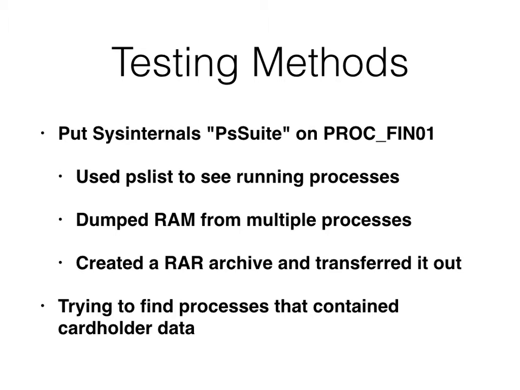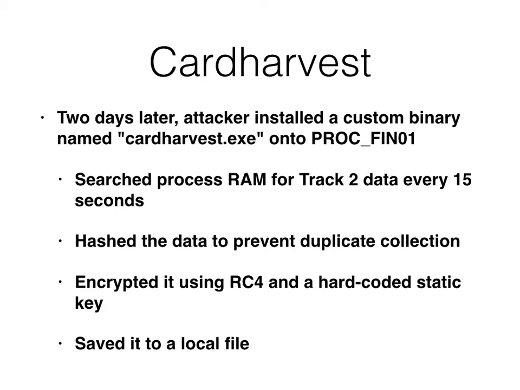And so he put the Sysinternals PS suite on the financial processing machine, looked at the running processes, and dumped the memory from the running processes, which is just what you're going to do in Project 3 or 4. At this point, he compressed the entire memory of the process and sent it out because he's trying to find which process has the credit cards. And then after that, he spent 2 days analyzing the files he stole, and he wrote a custom attack tool called Card Harvest that would only go to the right process and only steal the right data from that process instead of stealing all the unnecessary stuff to make it more efficient and smaller.